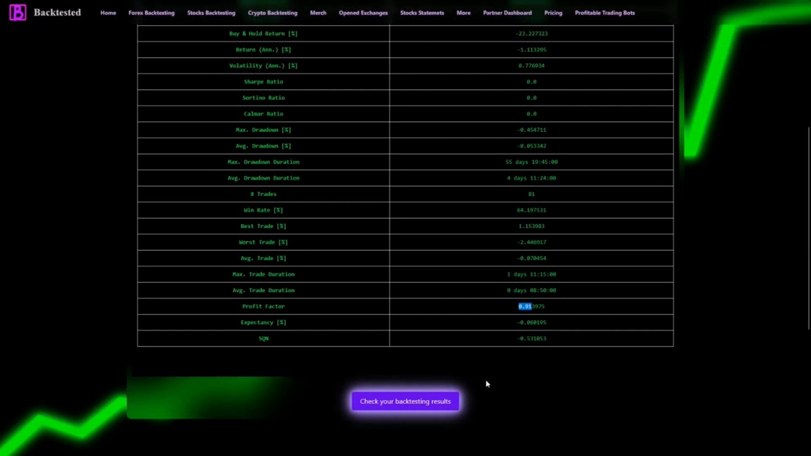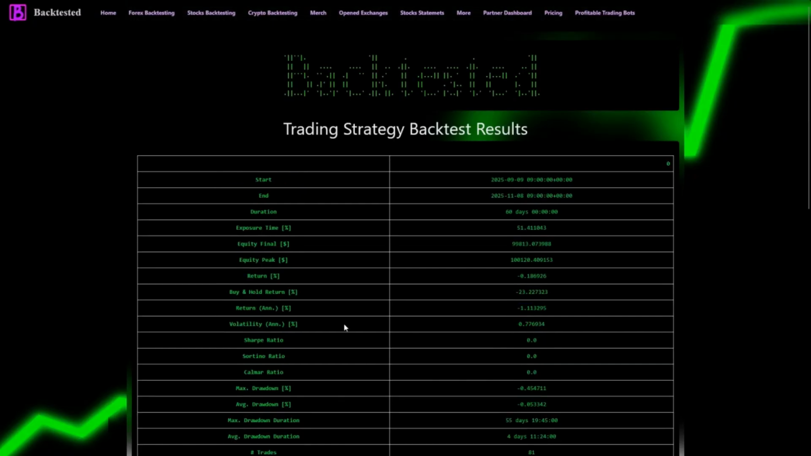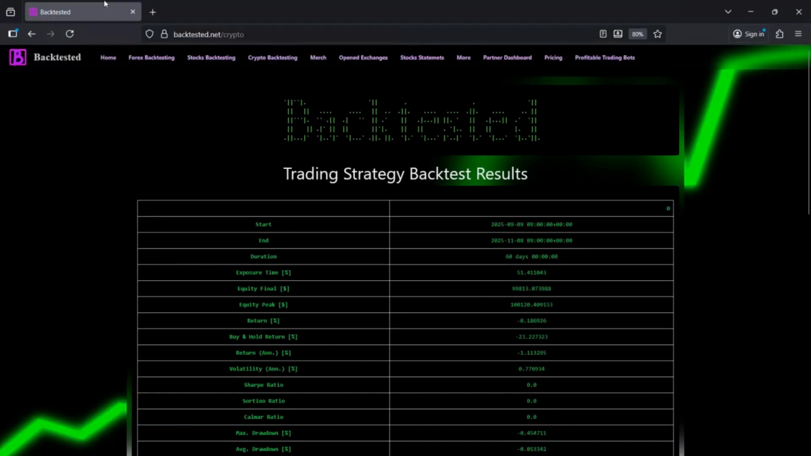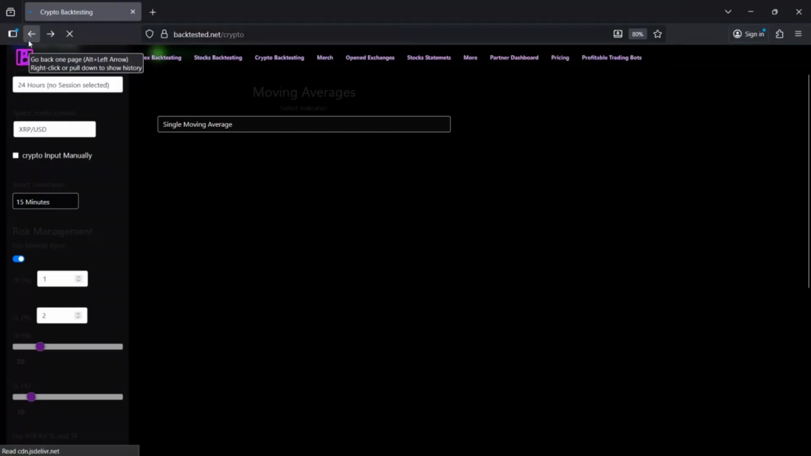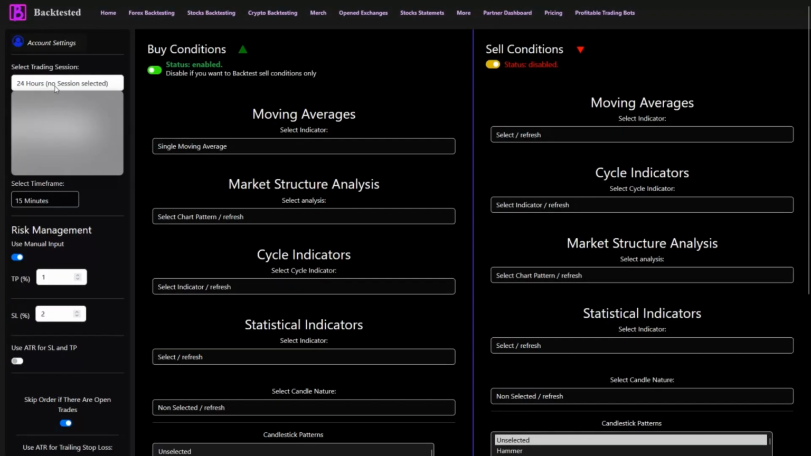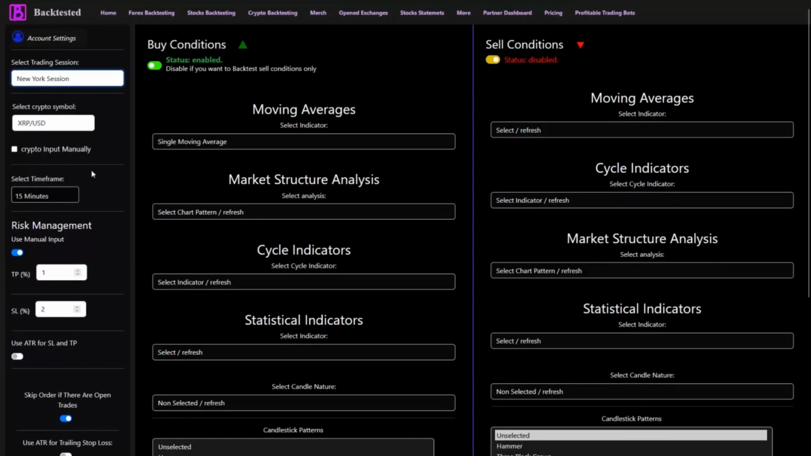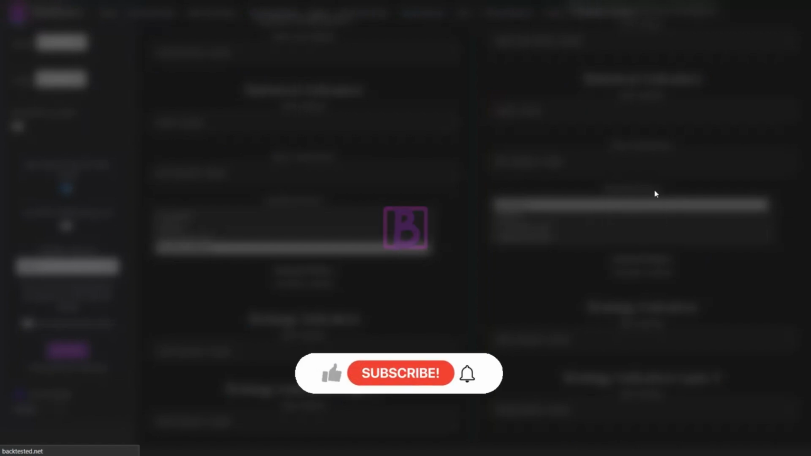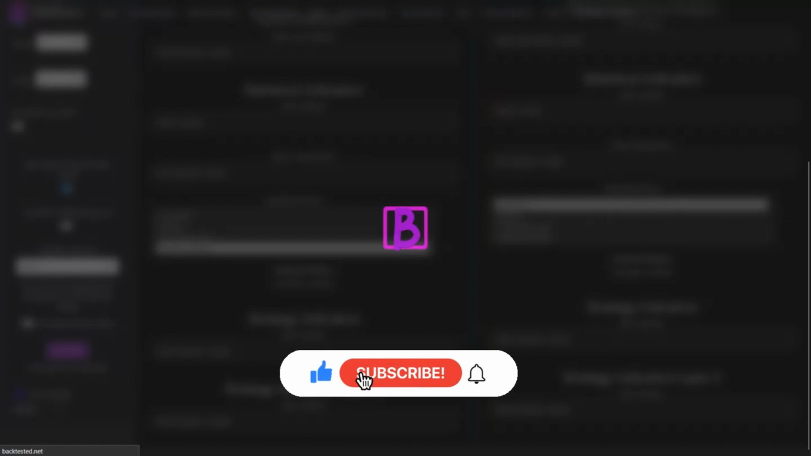Now, let's set the session to New York. Instead of testing the strategy 24/7, maybe the session's volatility will help improve the results. The New York session often has high liquidity and strong momentum, which can really change how a strategy behaves. After changing the session, we will see now.